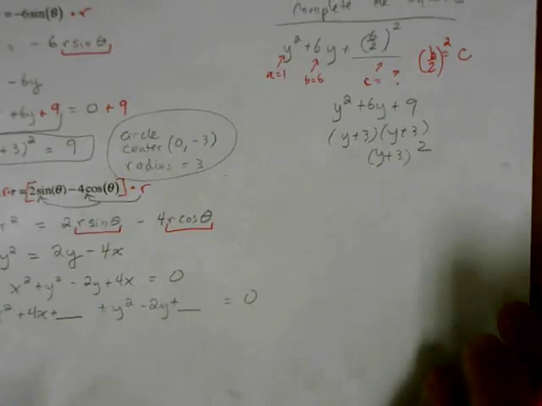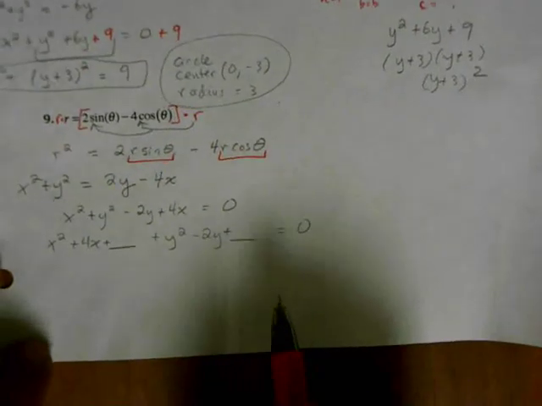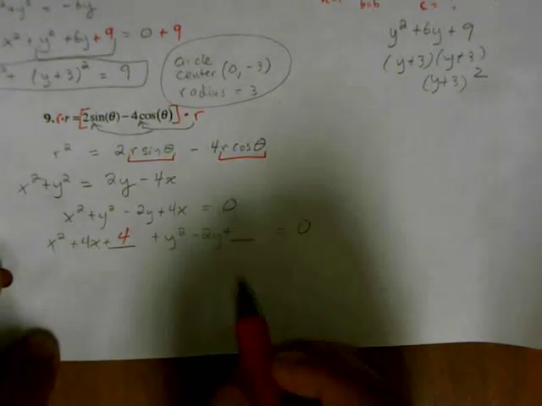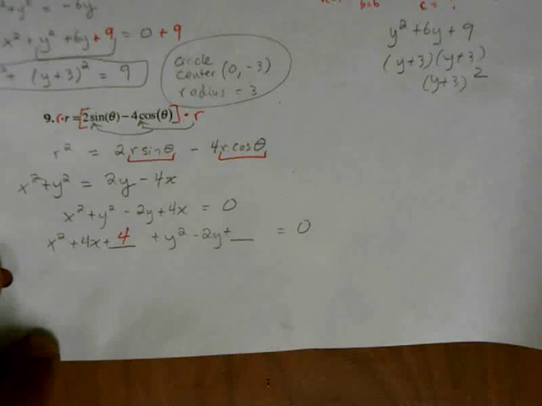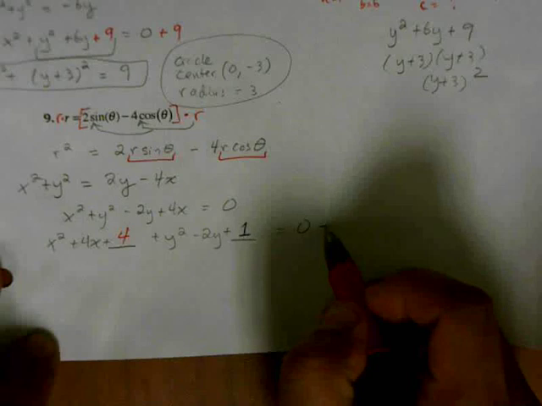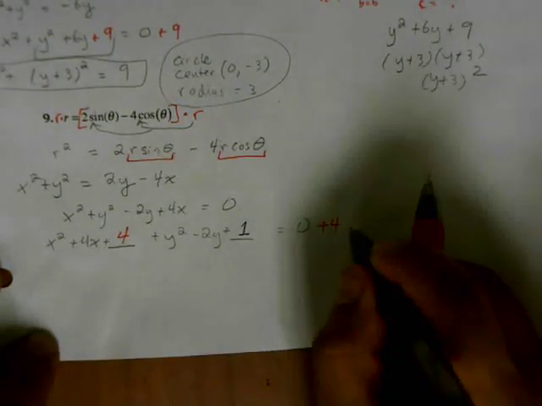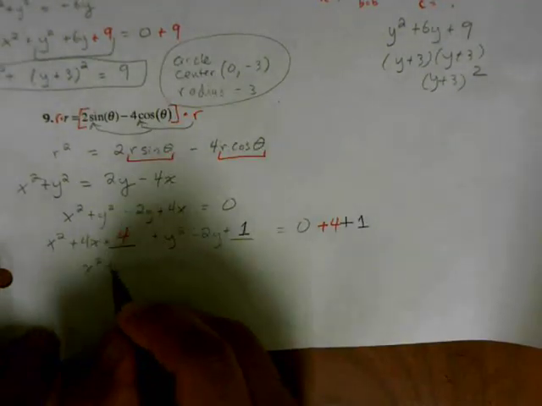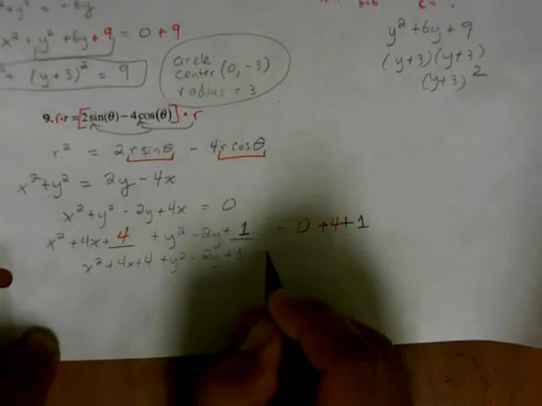So you've got to ask yourself, looking at our example here, c is always going to be b over 2 squared. So in this case, take 4 divided by 2, square it, you get 4. Here you take negative 2 divided by 2, gives you negative 1, square it, it's going to give you positive 1. And just remember, if I add something to one side, I have to add it to the other side as well. So I've got to add 4 to one side and add 1 to the other side. So now this will give me x squared plus 4x plus 4 plus y squared minus 2y plus 1 equals 5.